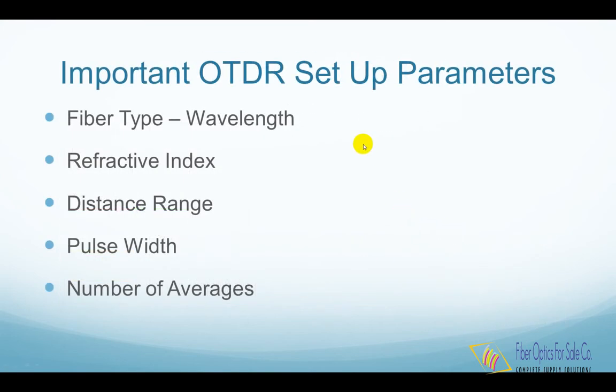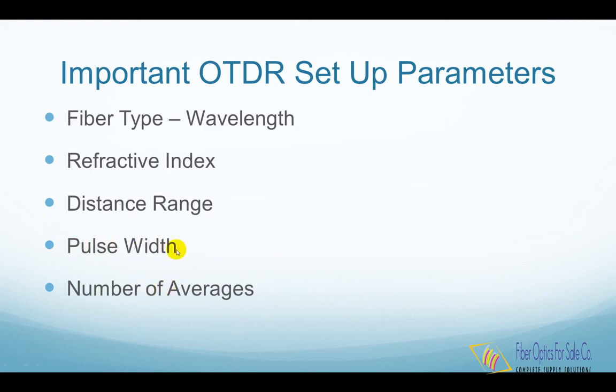There are 5 important parameters you need to set in the OTDR. Fiber type and wavelength: choose the wavelength that you wish to use to test the fiber. Refractive index is used by the OTDR to calculate distance from measured time based on the speed of light in this fiber. Distance range: in an OTDR trace, the distance range should be at least twice the value of the cable's total length. Pulse width is the length of the light pulse that is initiated by the OTDR to travel through cables and create a trace.